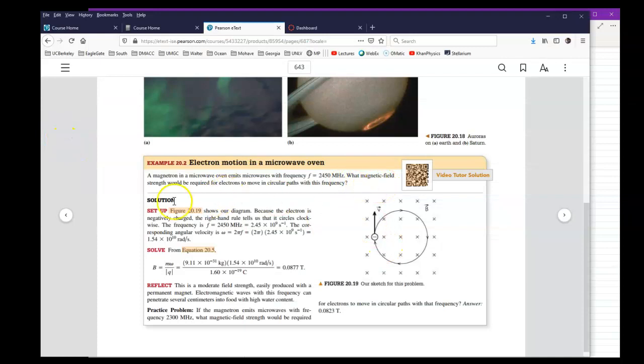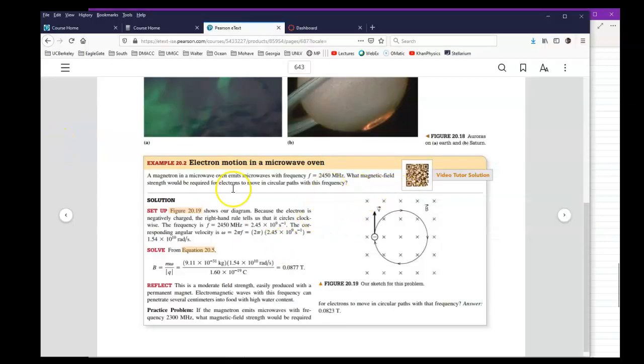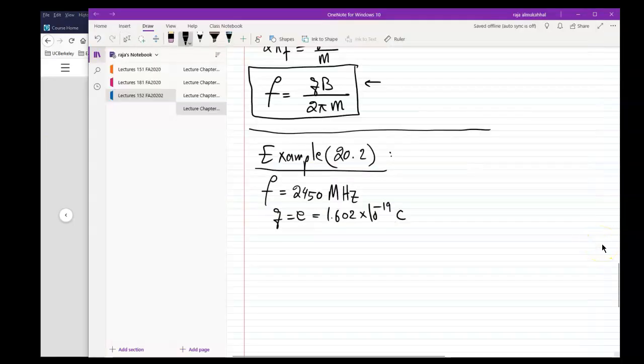What magnetic field strength would be required for electrons to move in a circular path with this frequency? Okay, for electrons. So we have the q here, the charge of the electron, which is the fundamental charge, 1.602 times 10 to the negative 19 coulomb. He's asking for the magnetic field strength. He wants the magnetic field B. See what I'm saying? All I need to do really is just plug it in here. Simple, really. Oh, I already know the mass of the electron.